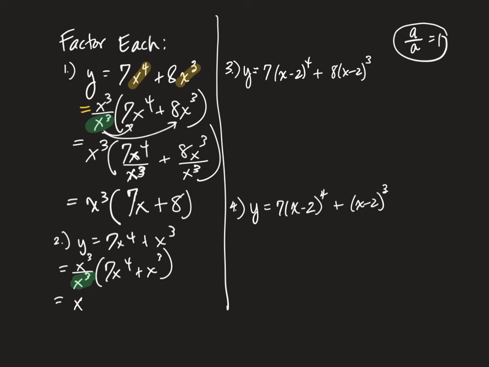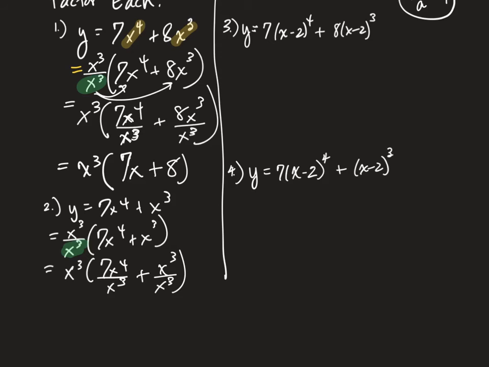Then I leave the x cubed out front from the numerator, and then 7x to the 4th over x cubed plus x cubed over x cubed. Then we get x cubed out front, 7x to the 4th over x cubed is 7x, plus what's x cubed over x cubed? Well, that's 1. Okay? So I achieved the same answer, but just a slightly different approach.